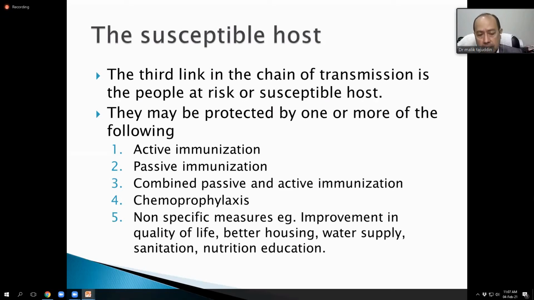And there are other non-specific measures, for example, screening of the houses for mosquitoes and flies, improving quality of life, better immunity, better water supply, pure water supply, better sanitation, and better nutrition. So all these are non-specific measures. So we are hitting the disease at 3 corners: at the reservoir level, agent level, at the transmission level, and at the host level.